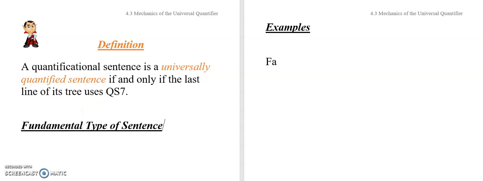Right, so in addition to the negations, the conjunctions, the brutes, the disjunctions, the biconditionals, and all of that, we now have the idea of a universally quantified sentence. It's simply defined as a sentence whose last line of its tree uses QS7. Okay, so let's take a look at some examples together and see if you are tracking this.